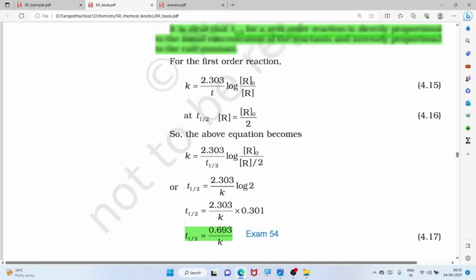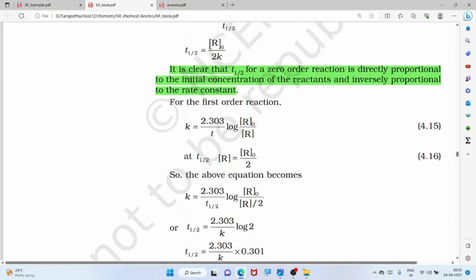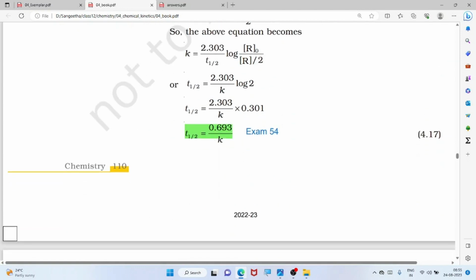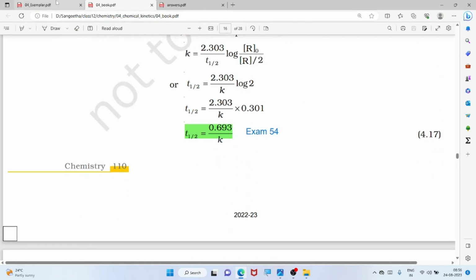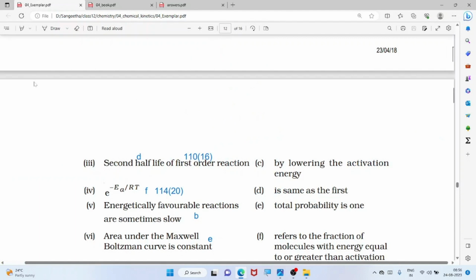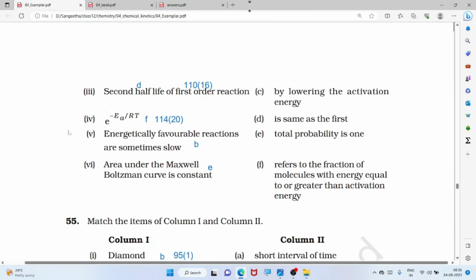This is a constant. Half-life for the first order reaction will be constant. This is independent of the concentration. This refers to the fraction of molecules equal to or greater than the activation energy in the Arrhenius equation.